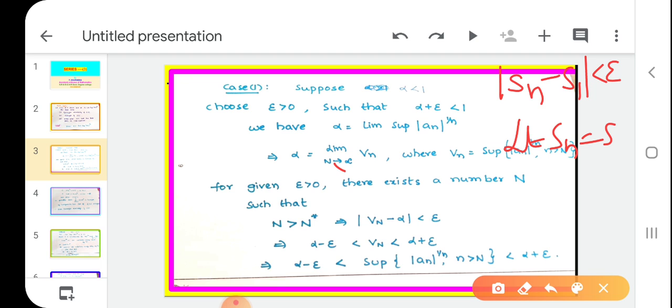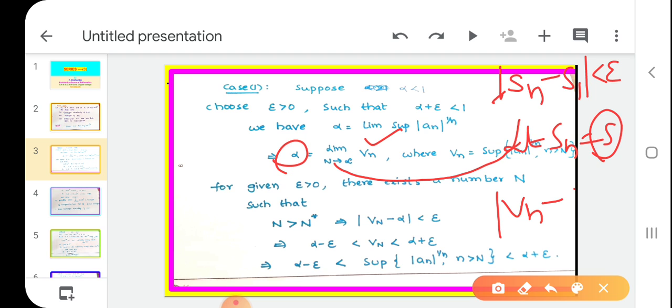Here also, what is the limit? Here also limit. Instead of Sn we write here Vn, and what is the limit value here? Alpha. So what do we write here? Sn minus s, that means mod Vn minus alpha less than epsilon. Is it clear?